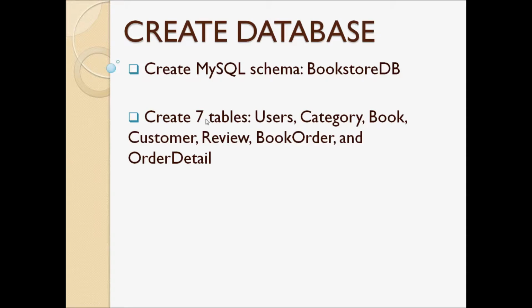Also, I will show you how to create the 7 tables as per the database requirement. The tables: users, category, book, customer, review, book order, and order detail.